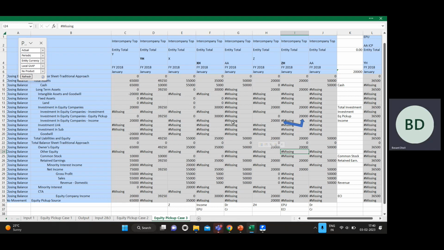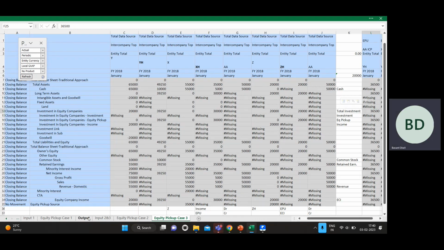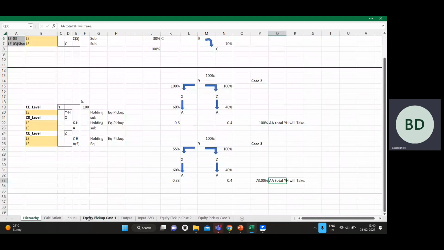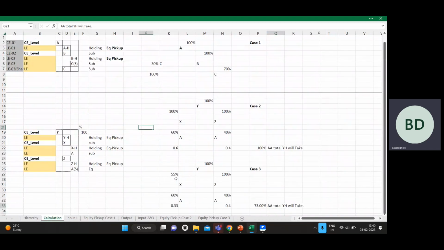Okay, let's move on to the XH. What percentage of ownership does X have? It has 60% ownership in double A.